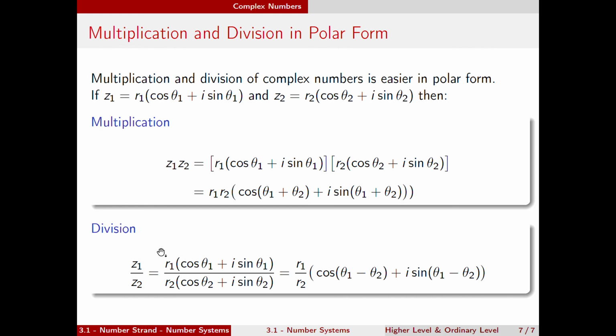For z1 over z2, we get r1 times cosine of theta 1 plus i sine of theta 1 all over r2 times cosine of theta 2 plus i sine of theta 2. This is equal to r1 over r2 times cosine of theta 1 minus theta 2 plus i sine of theta 1 minus theta 2. Again, we've used trigonometric formulas to arrive at this conclusion.